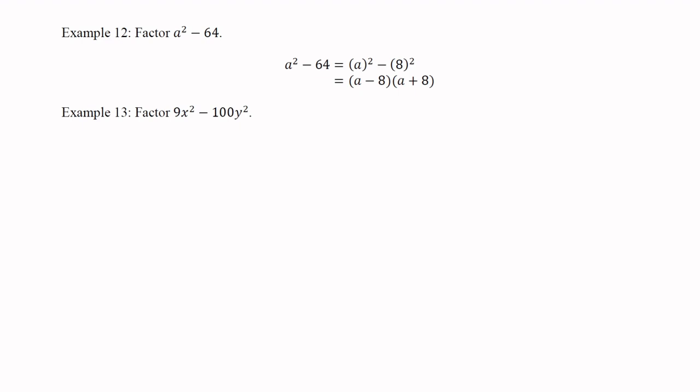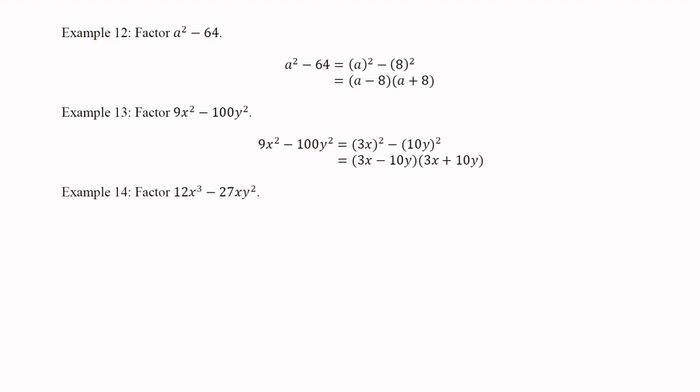9x squared minus 100y squared. 9x squared is 3x quantity squared. 100y squared is 10y quantity squared. So this factors into 3x minus 10y times 3x plus 10y.